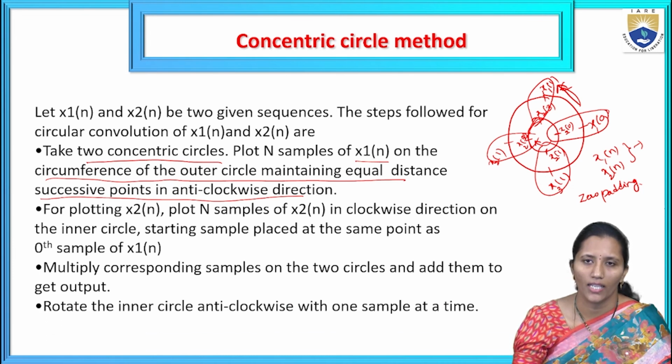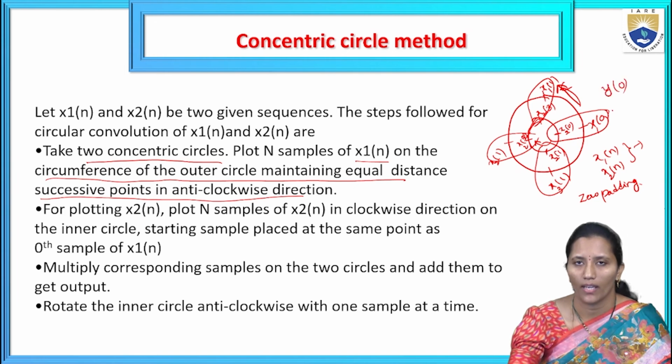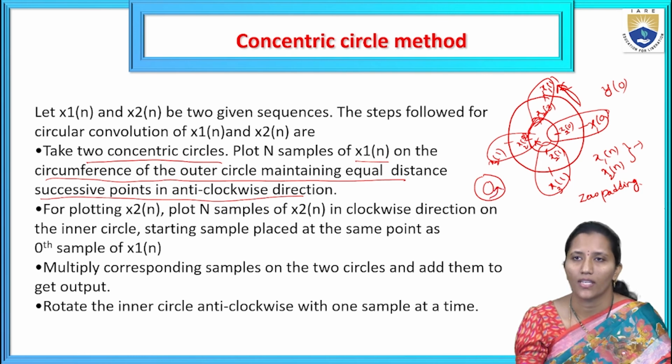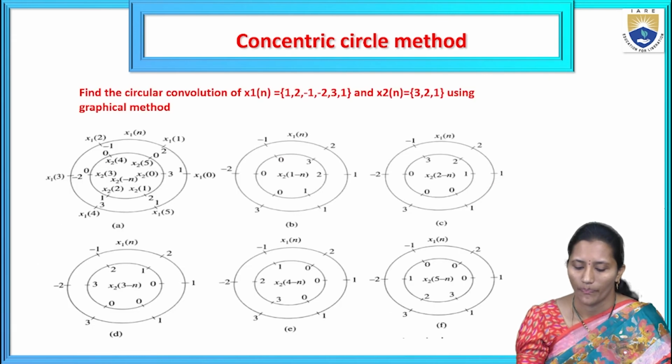So rotate the inner circle. First we will get y of 0, and to get the next sample value, don't change the outer circle values, only change the inner circle values by rotating it one sample in the anti-clockwise direction. Rotate the inner circle in the anti-clockwise direction by 1 unit at a time.